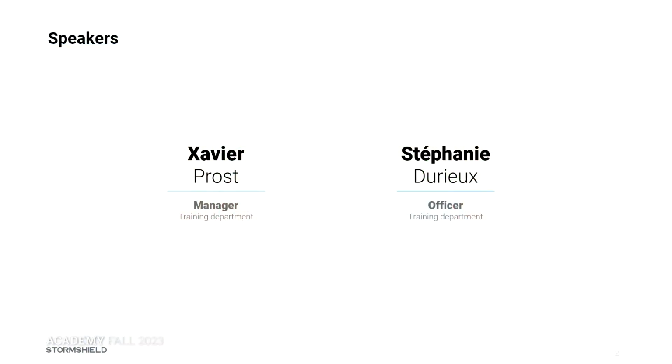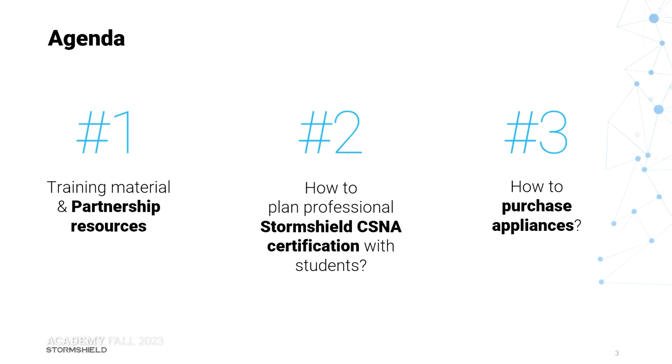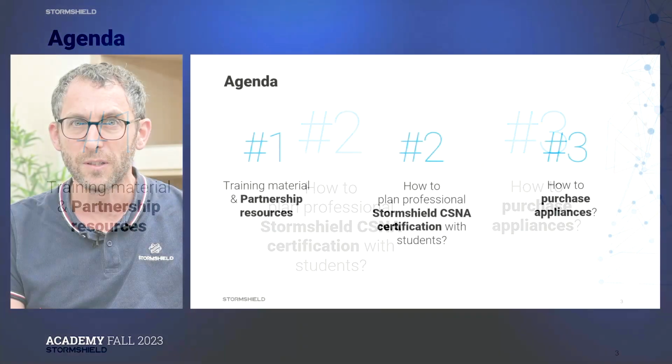And let's start to have a look at today's agenda. So to start, I will give you a quick overview of the Stormshield Academy program, the approach, what it includes, and the resources available to you. Then I'm going to explain how to offer the CSNA certification to your students. And then we will see how to buy educational firewalls on exclusive terms. Feel free to ask us as you go along in the chat window. We will answer all the questions at the end of the episode.